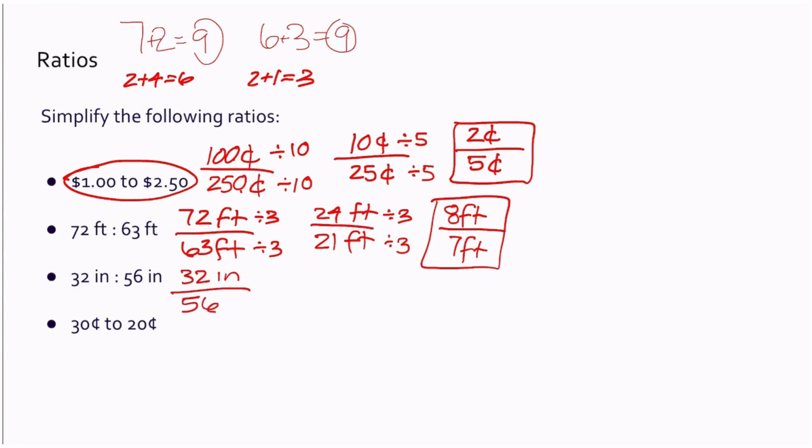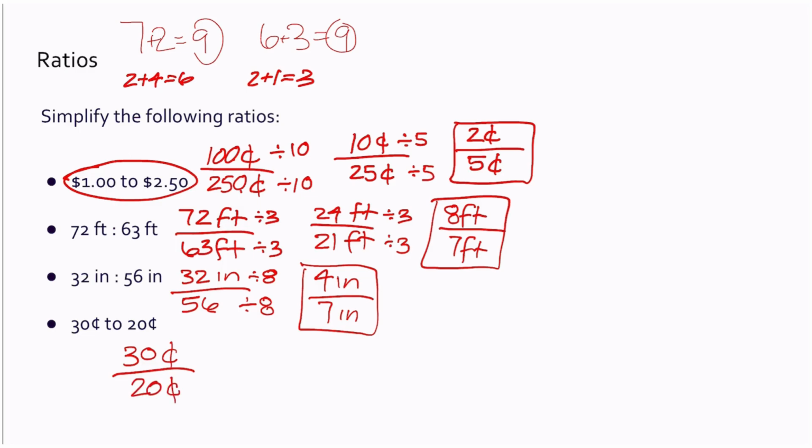Now with these, 32 to 56, I'm going to divide both of these by 8, and I get 4 over 7. And here I have 30 to 20. I'm going to divide both of these by 10, and I get 3 over 2.